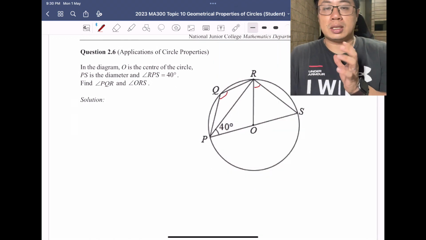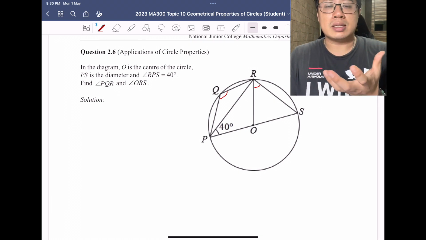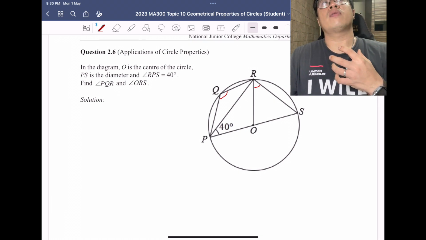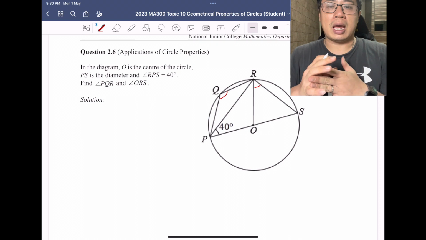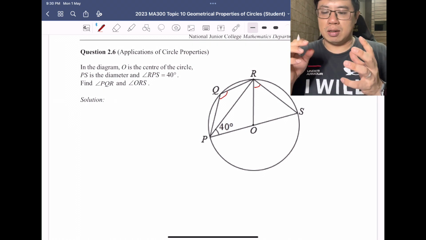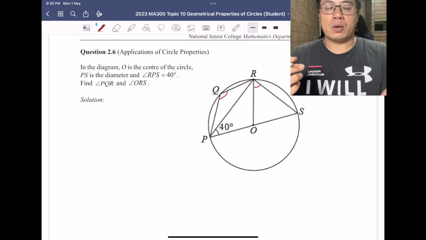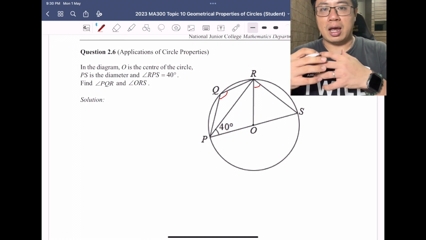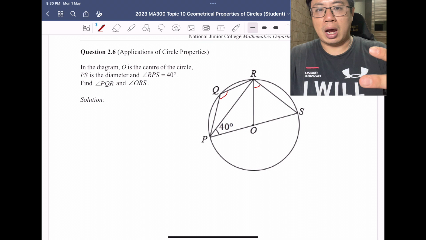So one of the personal things that I like to do is, before I write out my steps, I will try to label as many angles as possible. The more angles I label, the more information I'll get, which will help me to solve the question. And after I label all my angles, that's where I will write out my steps.